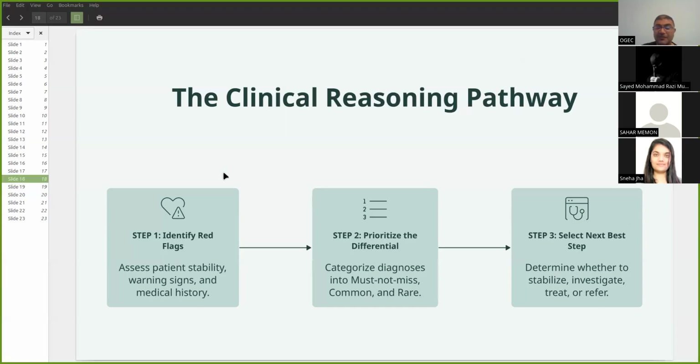For example, in the case of aortic dissection, based on the presenting illness, the symptoms and the patient's vital signs, we may send the patient to imaging or directly to the operating room.